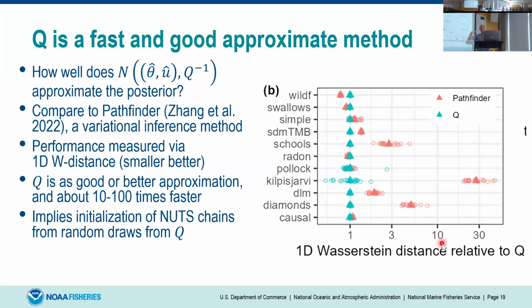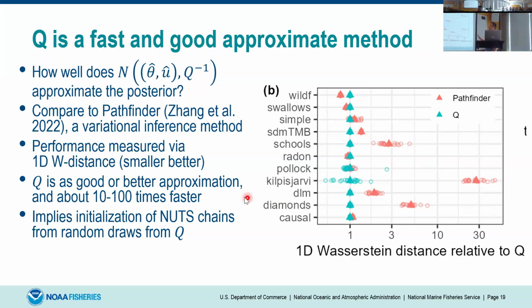Okay, so I'm walking through these hypotheses. So Q is a fast and good approximate method. The gold standard right now in the Bayesian statistics literature is something called variational inference, which I don't understand at all, but it's trying to do the same thing. So I'm comparing these, and I'm going to zoom through this because it's not super important. But basically, the blue points here are closer to 1, and that's good. And so we're beating state-of-the-art statistical algorithms. It's a better approximation, and it's 10 to 100 times faster.